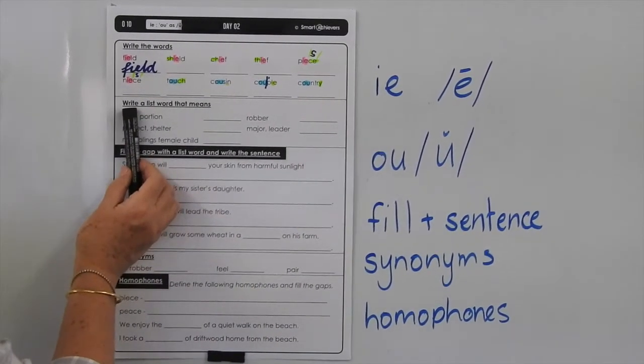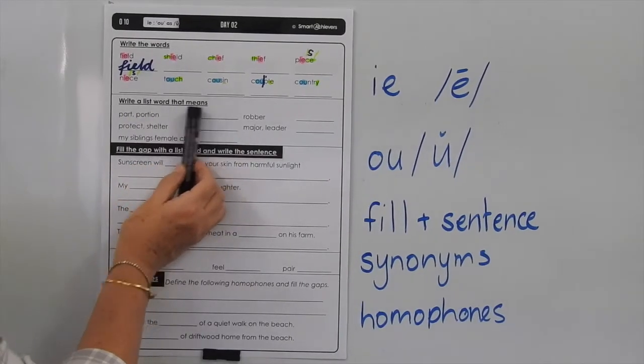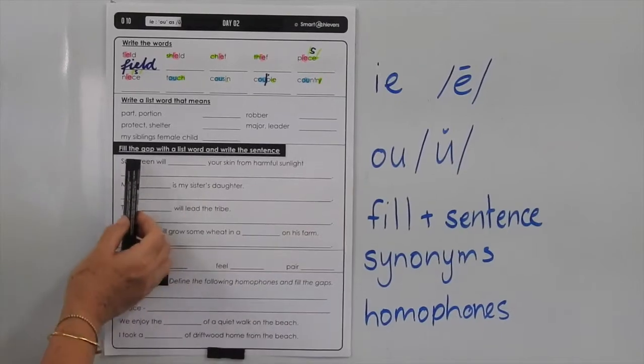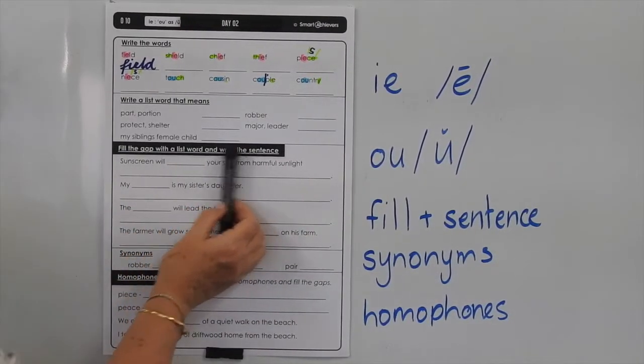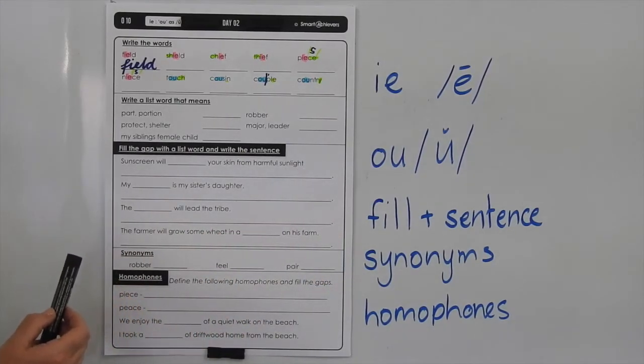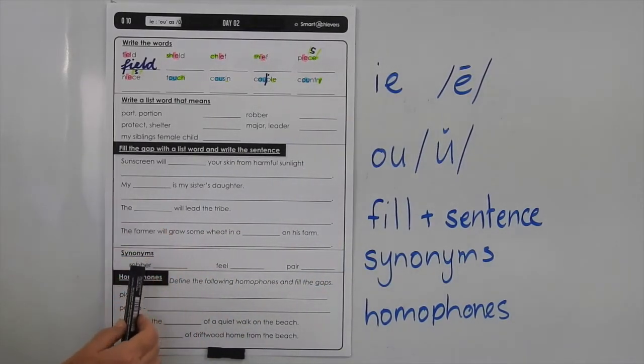Now let's have a look. This part here, you have to write a list word that means part or portion, protect, shelter. You can read those and write those words in. Fill the gap with the list word, and then you have to rewrite the sentence here. So use that opportunity to practice that running writing that you're trying to master at the moment.